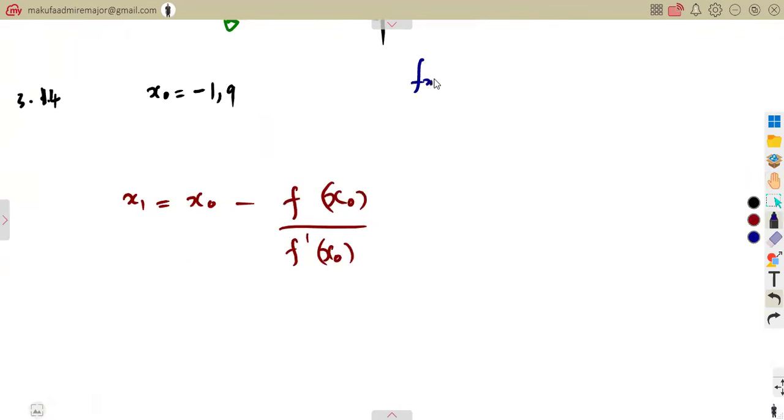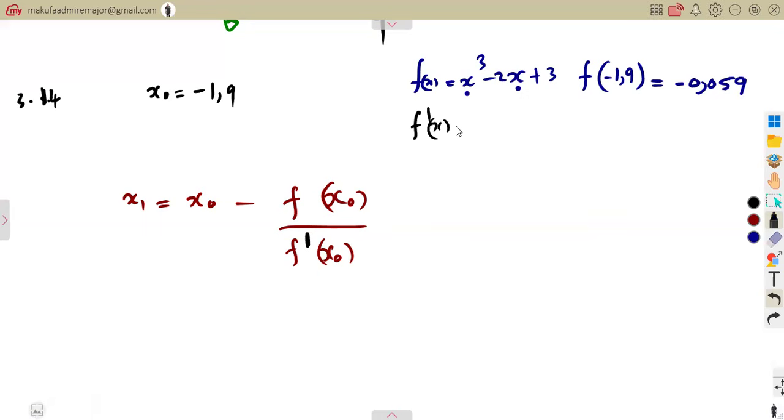Remember, our f of x was x cubed minus 2x plus 3. So you substitute now minus 1,9 in place of x. That was going to be minus 0,059 to 3 decimal places. You do the same thing on the first derivative. Remember, the first derivative we calculated was 3x squared minus 2. But you have to substitute now when x is minus 1,9 into the first derivative.